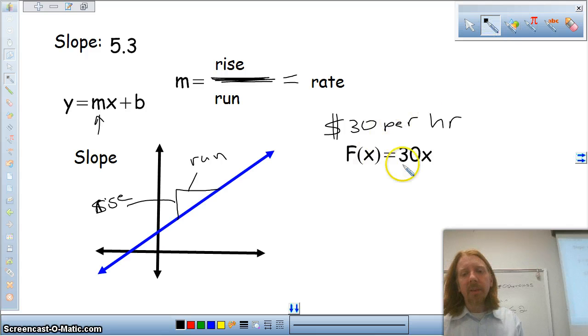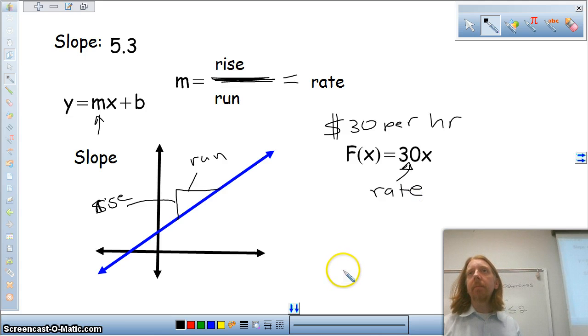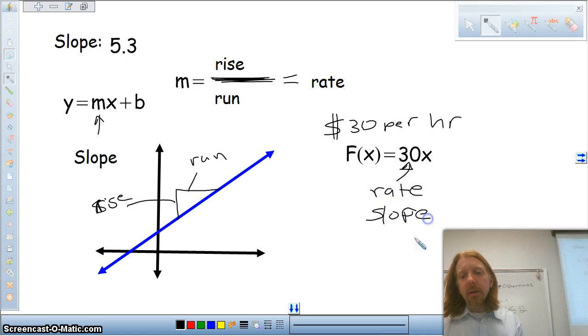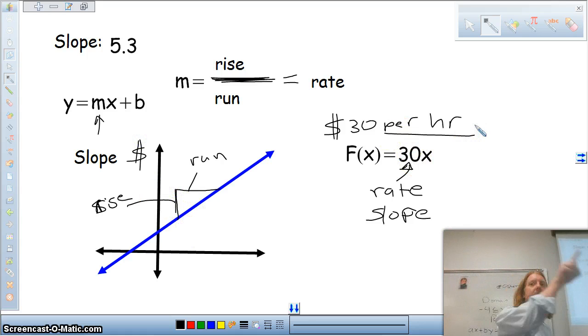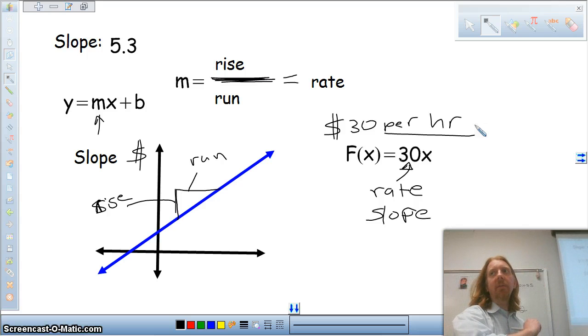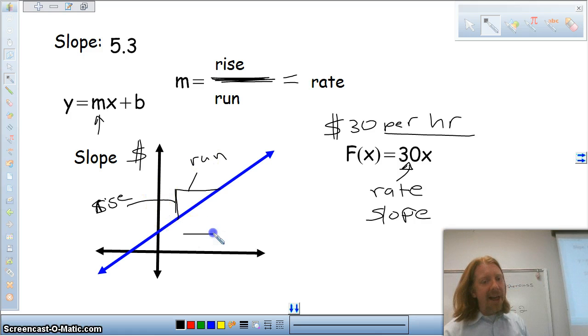So that's my rate, isn't it? That's the rate. That's also my slope. 30 rise over one. That means for every hour I run, I rise $30. So if this is my graph of how much money I'm making, I go up $30 per hour I go sideways. So whenever we're talking about how fast something is occurring, what the per item thing is, that's a sign we're talking about a slope. How much the line goes up or down based on how fast we're going left, right.